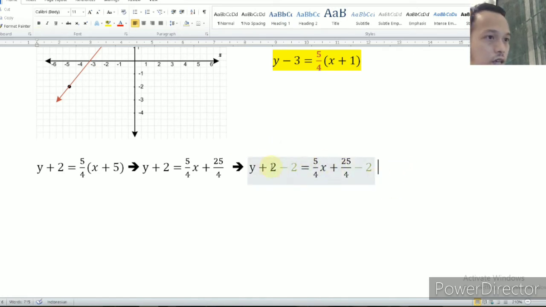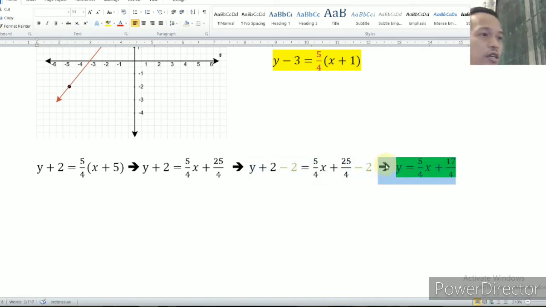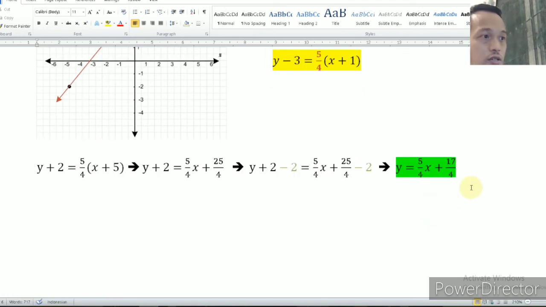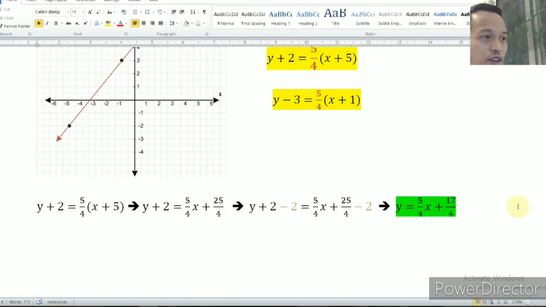Don't forget, if I subtract 2 and we have a fraction here, I need to transform 2 into another fraction, which is 8/4. So in the end, this is my equation, the same equation as this, but in the slope-intercept form. Let's prove whether this second one will be transformed into exactly the same equation, since we are speaking of the same line, right?